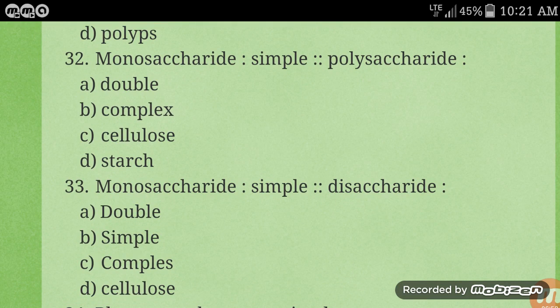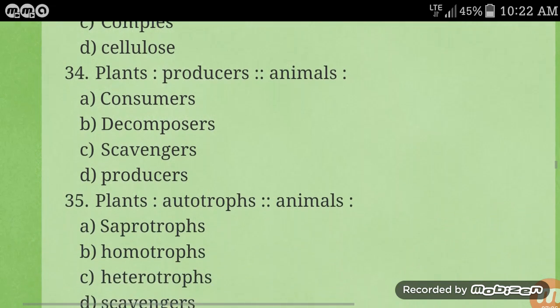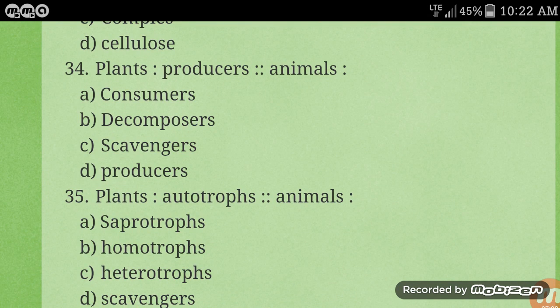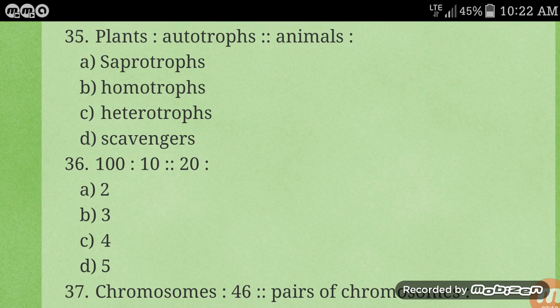Monosaccharide are simple sugars and polysaccharide are complex sugars. Letter B. Next one, monosaccharide, simple sugar. Of course, disaccharide is double sugars. Letter A. 34, plants are producers and animals are consumers. Next one, plants are autotrophs. That means they manufacture their own food. Animals are heterotrophs. Okay, that means they consume producers or plants.